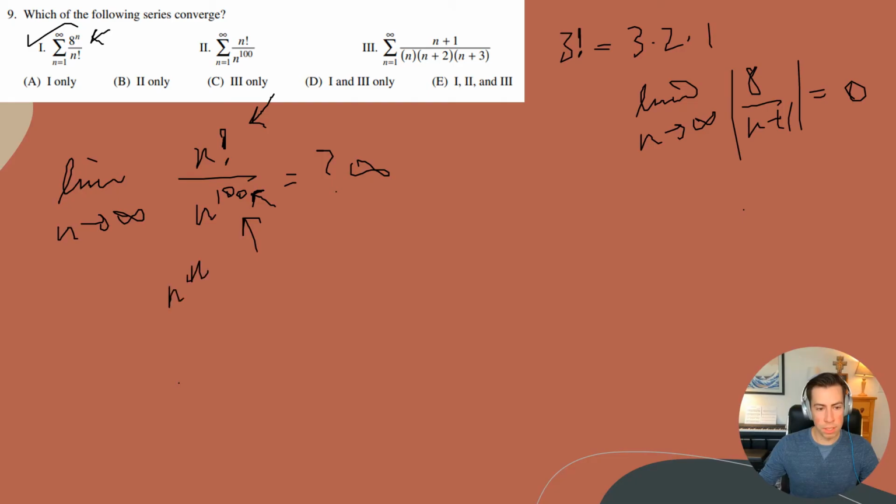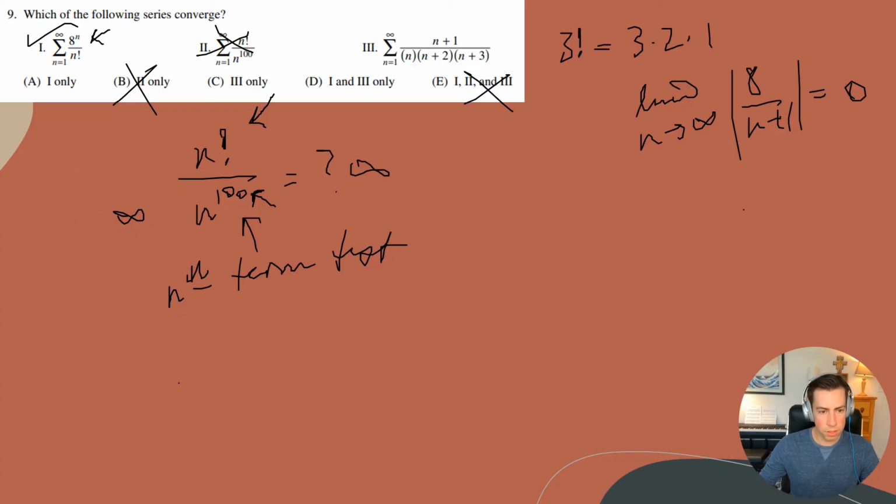This is called the nth term test. Because it goes to infinity, it's going to diverge. So 2 is definitely out. So anything with 2 in it is already out. So maybe it's process of elimination if you have to.